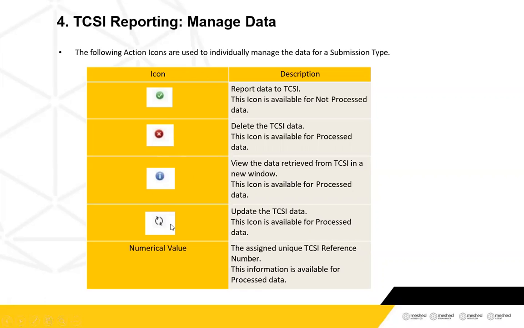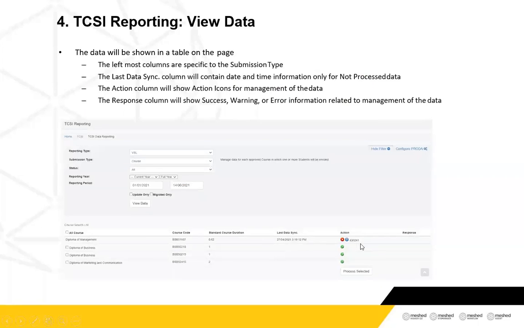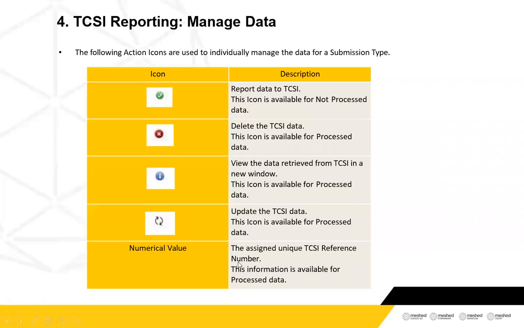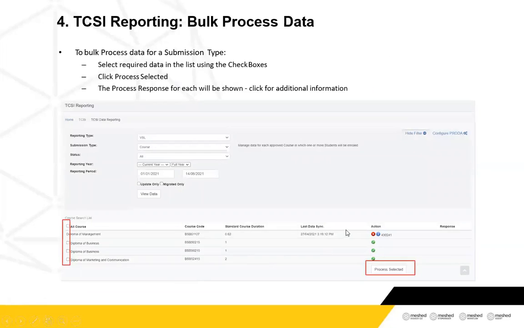The second last is update sync. So as I mentioned earlier, if there are any updates that have been done to data after it was reported to TCSI, those updates you can sync with this update sync button. Now last is numerical value. So this numerical value is nothing but the UID. Whenever you report any record to TCSI, in response we get a unique identification ID for that record from TCSI portal, which is nothing but UID, which we are saving in our database.